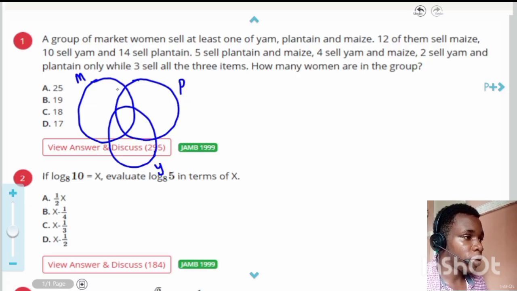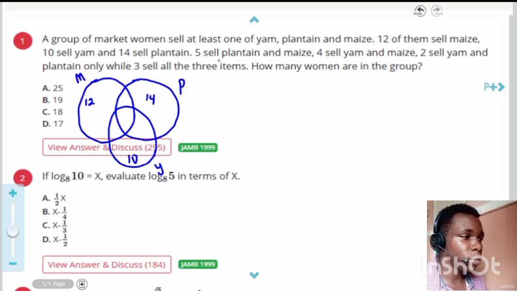From what we are told, for the maize section, 12 sold maize. And for the plantain section, 14 sold plantain. And for the yam section, 10 sold yam. And then there are intersections where certain women also sold not just one thing, but two or three.